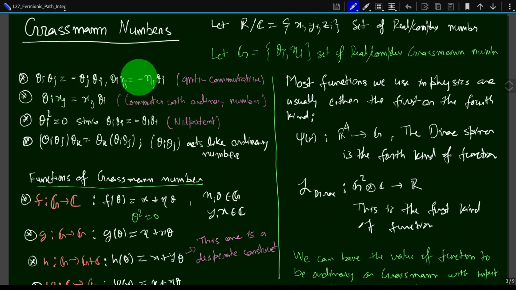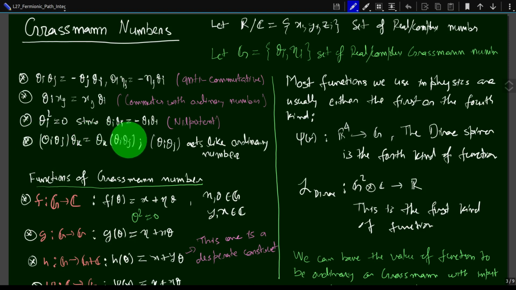Secondly, owing to this first condition, theta_i squared equals 0, since theta_i theta_i is equal to minus theta_i theta_i, using this relation and putting i equal to j. So these numbers are nilpotent. And secondly, theta_i theta_j multiplied by theta_k is the same as theta_k multiplied by theta_i theta_j. So any couple of these numbers acts like an ordinary number as far as the commutation relations are concerned. What is happening is that I am taking theta_k across theta_j, giving me a minus sign, then across theta_i, giving me another minus sign, giving me this number without an overall sign.